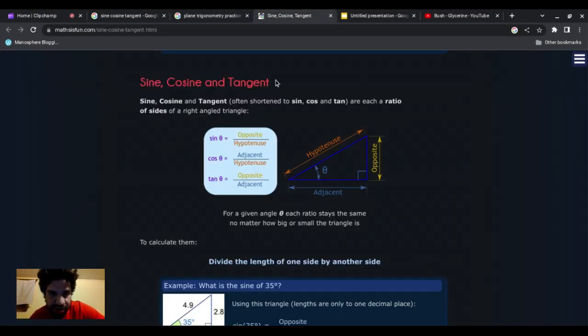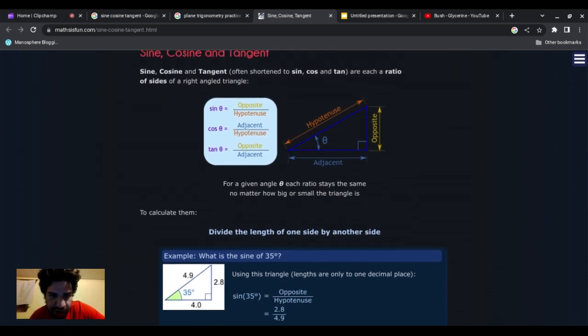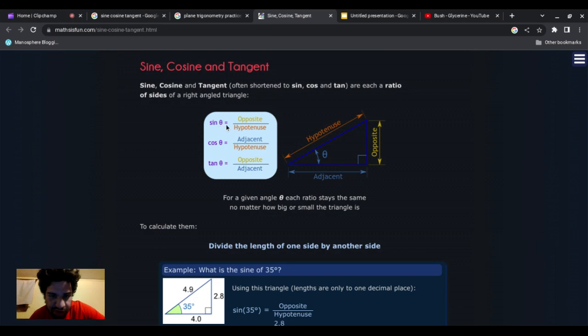Sine, cosine, and tangent, often shortened to sin, cos, or tan, are each a ratio of sides of a right angle triangle. As you can see, the relationship is sine of the angle is opposite divided by hypotenuse. And what that means is the length of the opposite divided by the length of the hypotenuse. And cosine is the adjacent divided by hypotenuse. And tangent is opposite divided by adjacent.